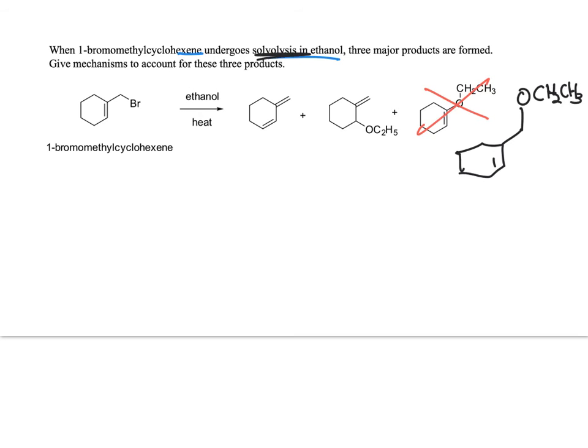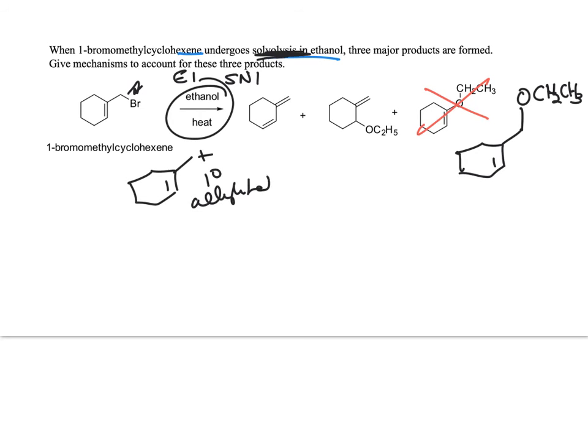So this is solvolysis, so you need to think carbocation, you need to think E1 and SN1. That means it's just in your solvent. You notice you don't have a strong nucleophile. Bromine's going to leave, and when bromine leaves, this is a primary allylic halide. So if you have ethanol that comes in, you're going to get this product. Call that number 1. Okay, that would be an SN1.